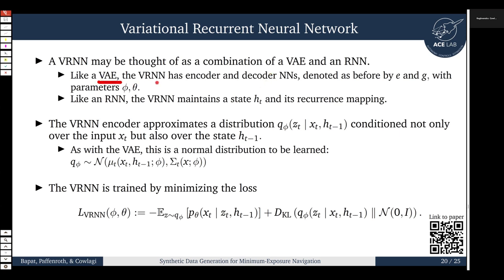So like a VAE, the variational recurrent neural network has an encoder and decoder, but like an RNN, it also has a hidden state. And the hidden state has a recurrence mapping that changes the state over time. Basically, the idea is that the VRNN encoder approximates some sort of a distribution conditioned not only on the input, but also on this hidden state, right?